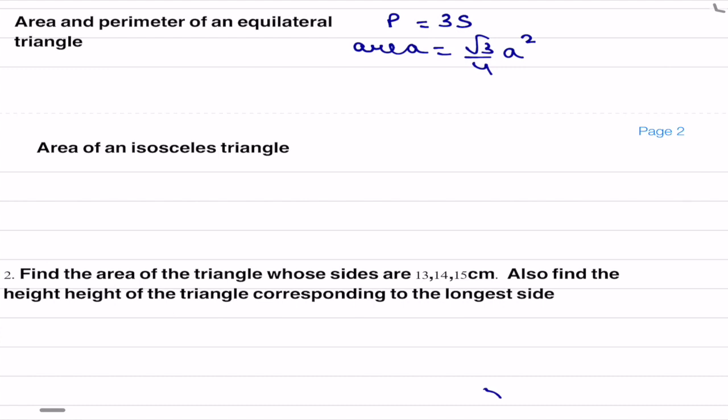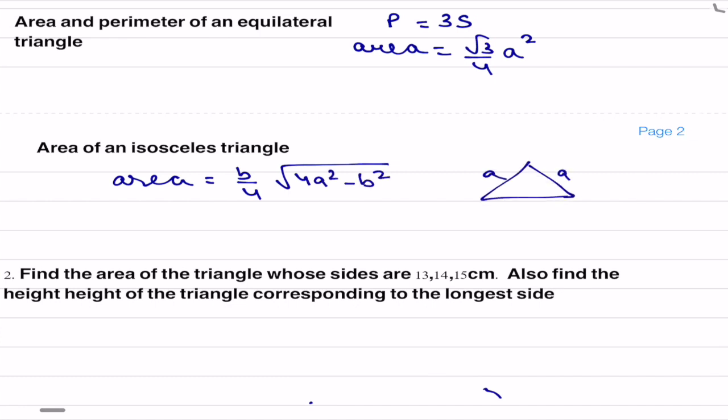Now come to the next formula, that is the area of an isosceles triangle. Area of an isosceles triangle is b upon 4 square root of 4a square minus b square. What is a and b? a means the equal sides of an isosceles triangle and b is the base. So the area of an isosceles triangle is b upon 4 square root of 4a square minus b square, and the perimeter of an isosceles triangle is 2a plus b, the sum of all the sides. So a plus a is 2a, plus b.